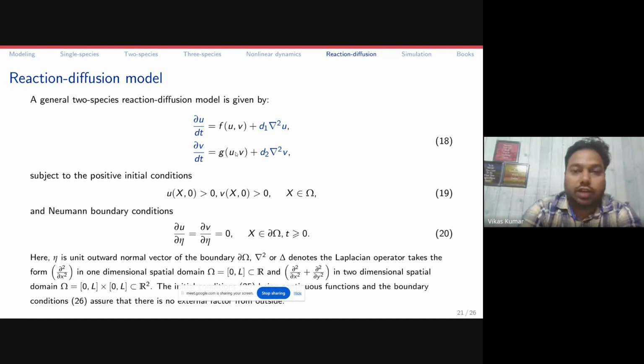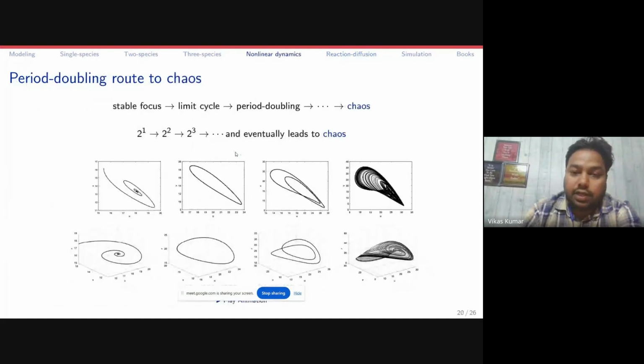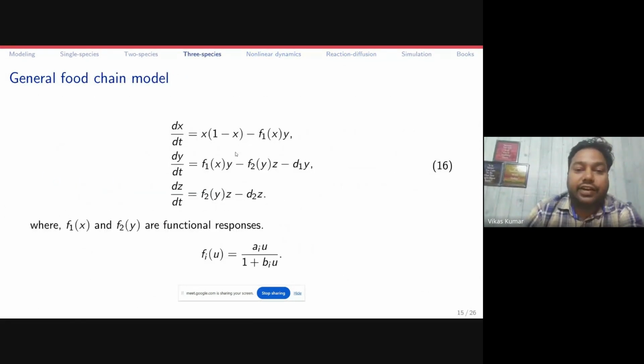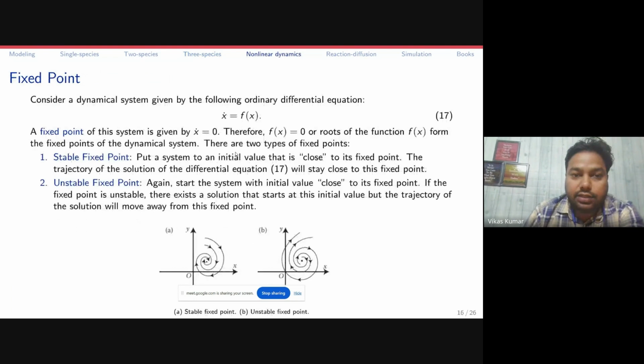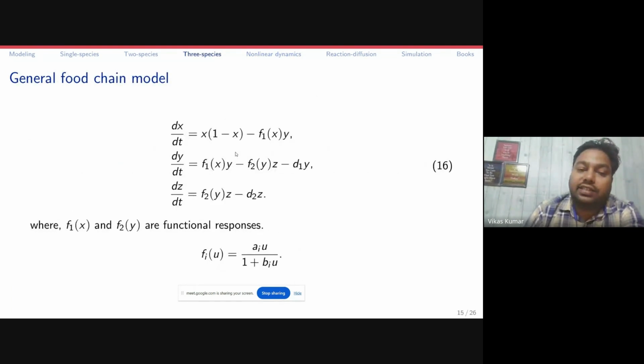Now I'm going to talk about the reaction diffusion system. In the last models, as we talked about, these are the ODE models. As you have seen, there was the ordinary derivative involved, and on the right side we have the reaction functions. So this was the ODE model, but in the ODE model we have only considered time as a variable.